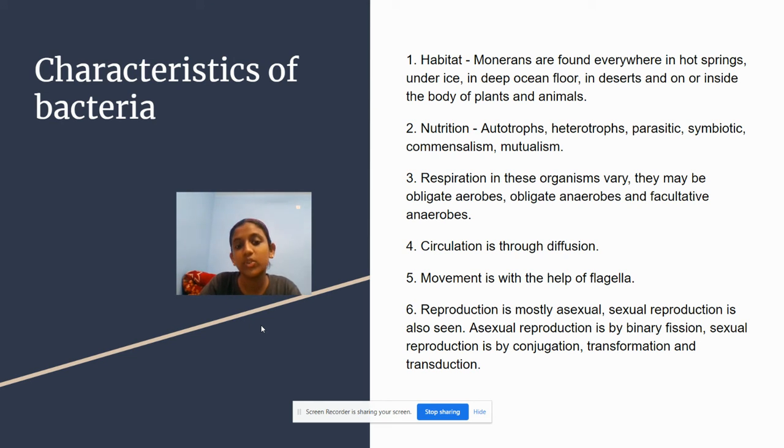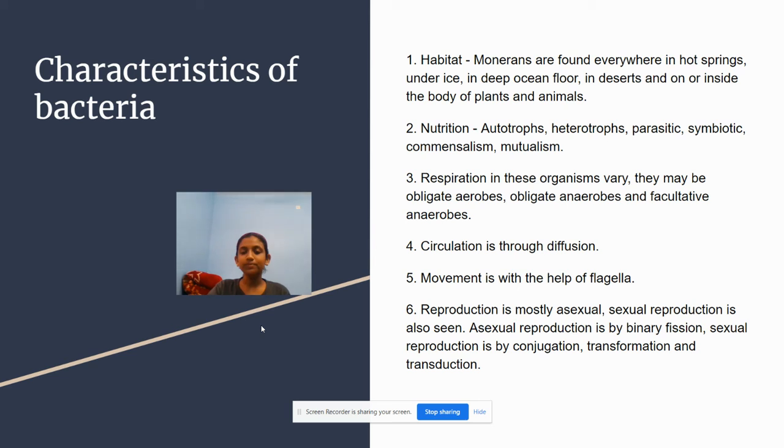How do they do their nutrition work? Nutrition can happen in several ways. Here we have some processes where nutrition can happen in a bacterial cell. First is autotrophs, second is heterotrophs, third is parasitic, fourth is symbiotic, and fifth is commensalism, then mutualism. Okay, what are these processes?